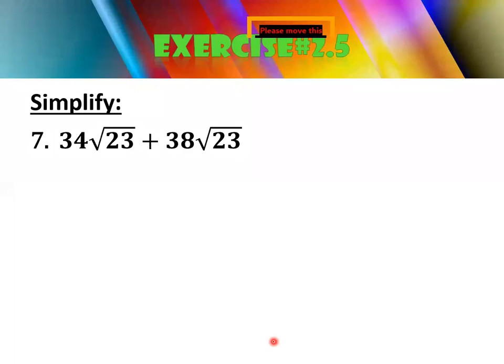Now the last question, that is 7. Very simple and very easy. Here we have another question, that is 34, and this is going to be added with 38. As you can see here, their radicals and radicands are the same, under root 23 and under root 23. So you are going to take the common radical. Your common radicals here are 23 and 23, and there is an addition sign between them, so you are going to simply add 34 and 38.